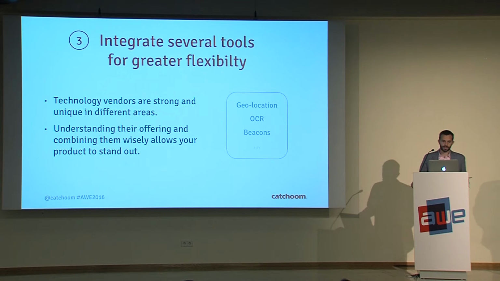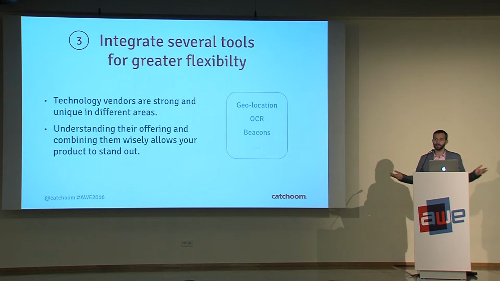The third one is about integrating several tools. I think this gives much greater flexibility. We have to recognize, and I'm the first to recognize, that Catchoom is strong in certain things, but it's not strong in every single thing. For instance, we do not do face recognition, we do not do OCR. And definitely we don't do anything about beacons. So if you're thinking that your customer is in retail and beacons make a lot of sense, try to add that to your platform.